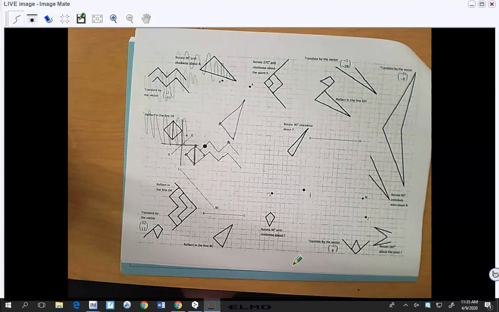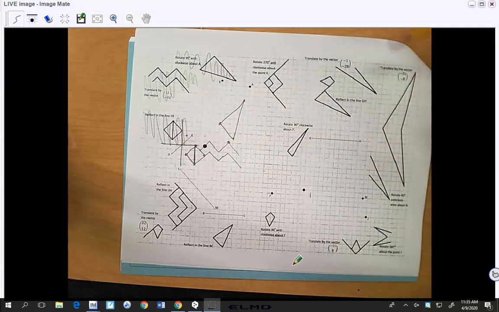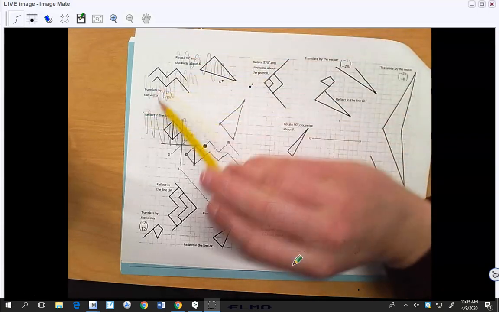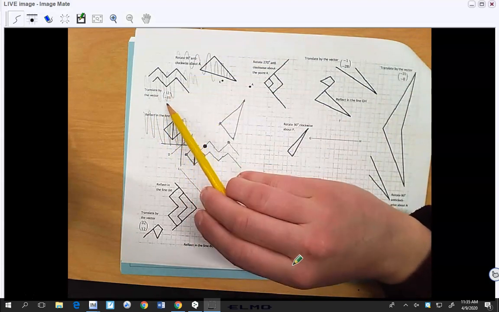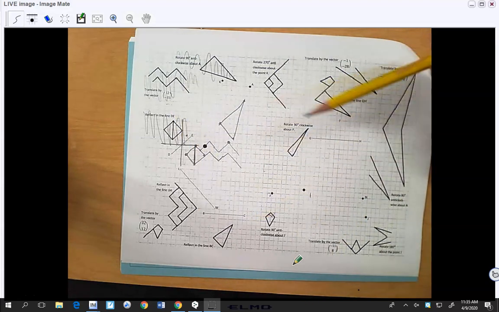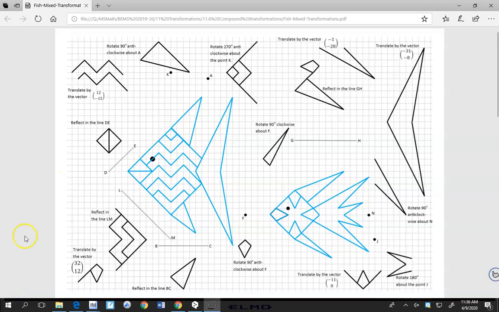As you're doing it, be aware that you cross them off as you go. Anti-clockwise means counterclockwise. When it says translate by the vector, the top one is your x, so this would be x plus 12, bottom is your y. And I think that's everything. Good luck. Here's what your final product should look like.